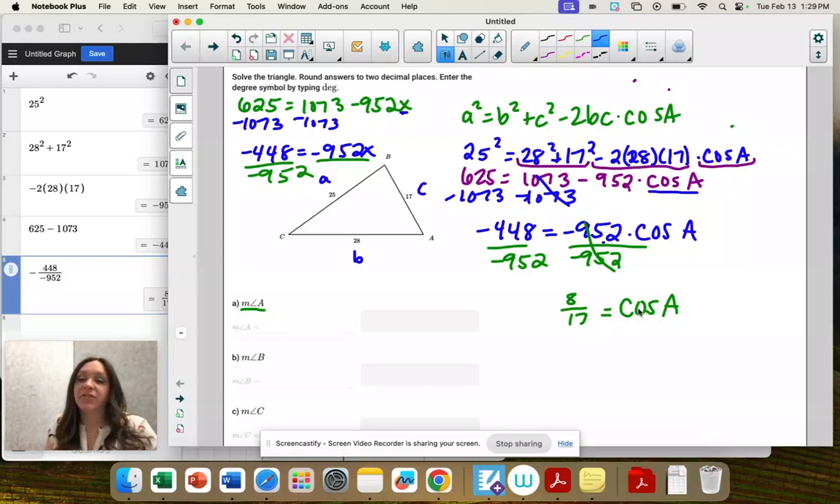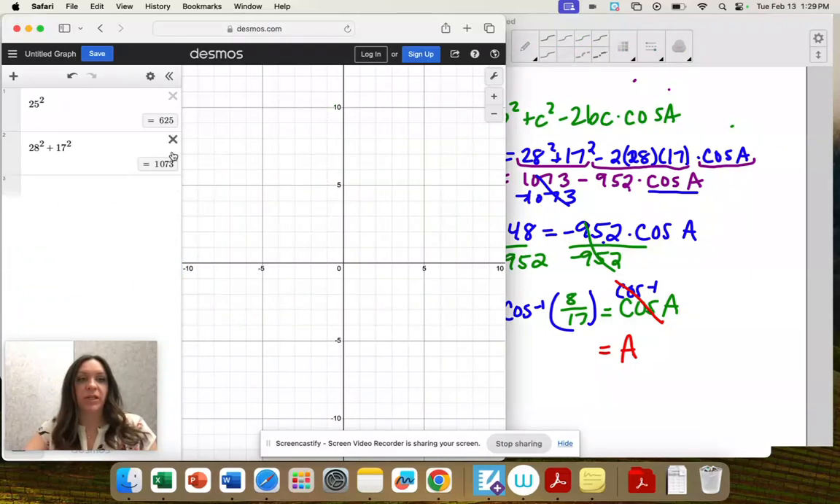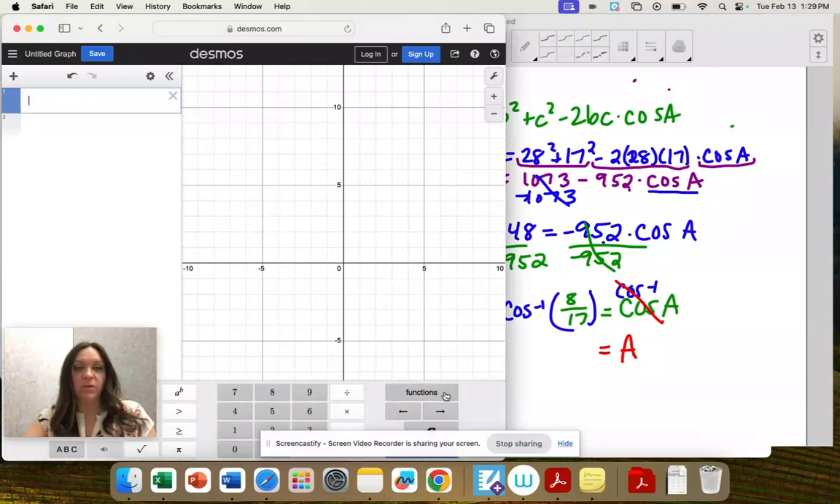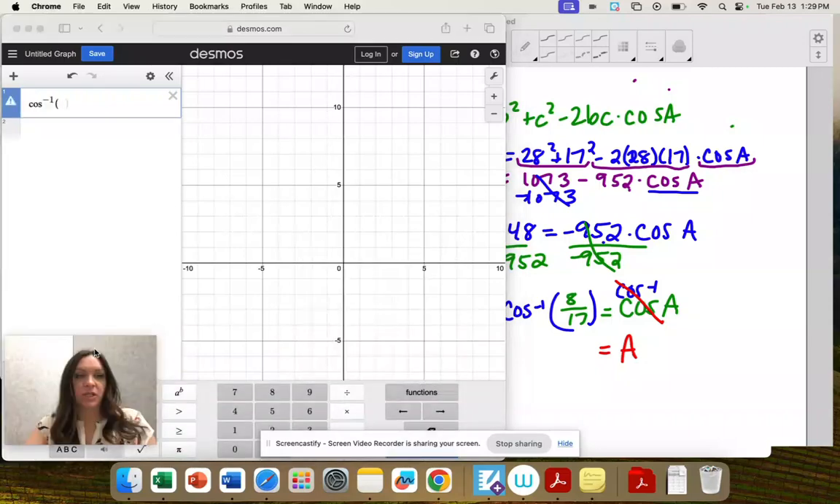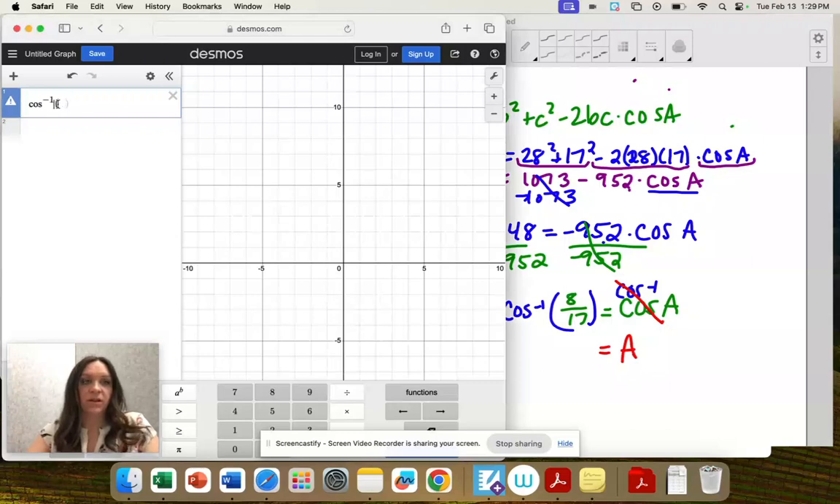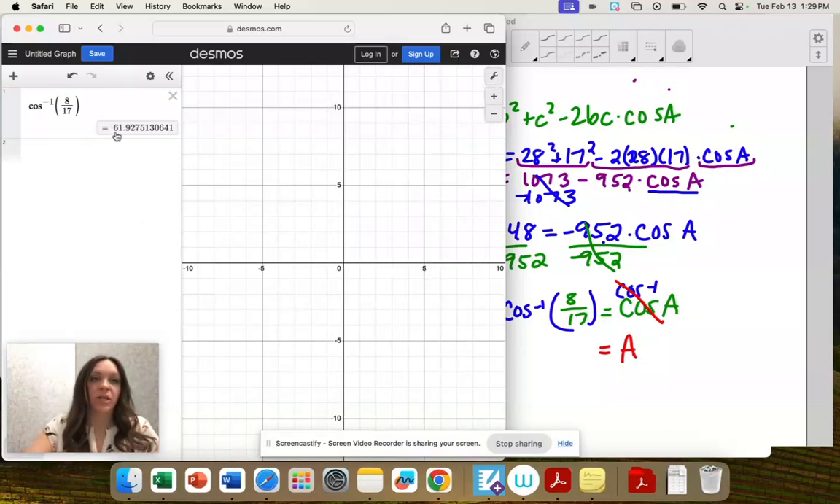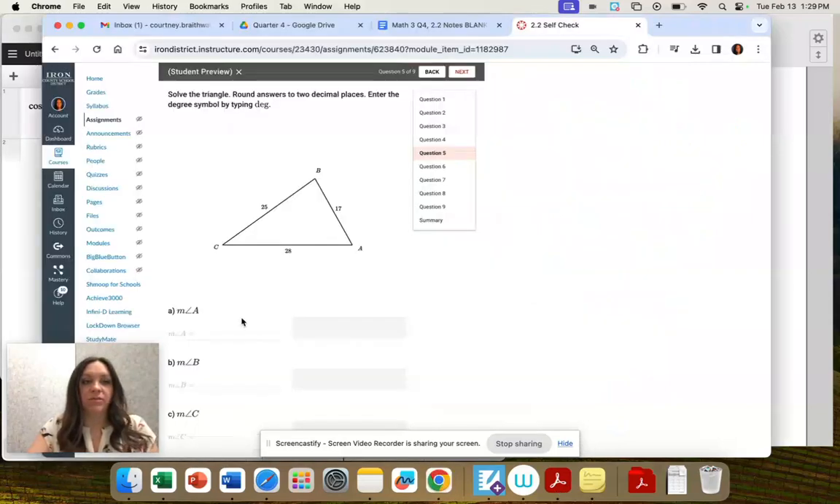All right, so now I need to get rid of cosine, and you do that by taking inverse cosine of both sides. Cosine and inverse cosine are opposites. That leaves just A. This we're going to put in the calculator, and we're going to round to 2 decimal places. So for my inverses, I'm going to do inverse cosine of 8 over 17. And I'm going to make sure I'm in degrees, and I am. So 61.93 rounded.